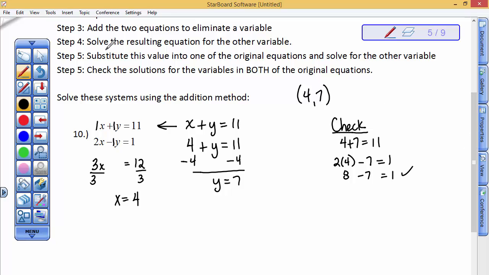So I solved one of the equations for the letter x. I substituted that value into an original equation to solve for the other letter, and then I checked the solutions for the variables in both equations.